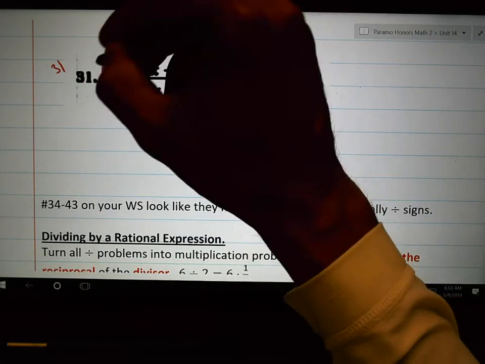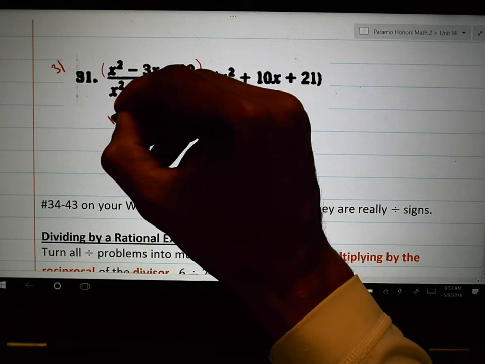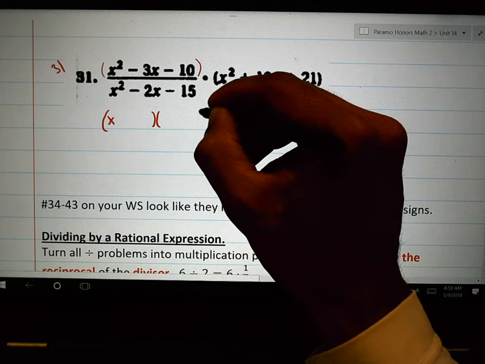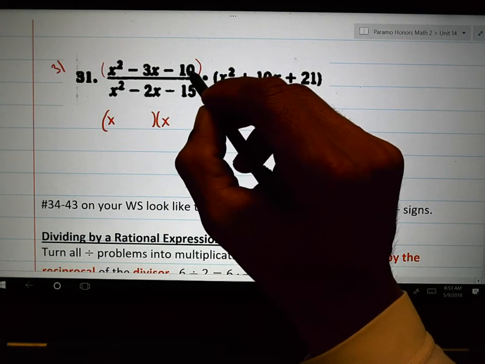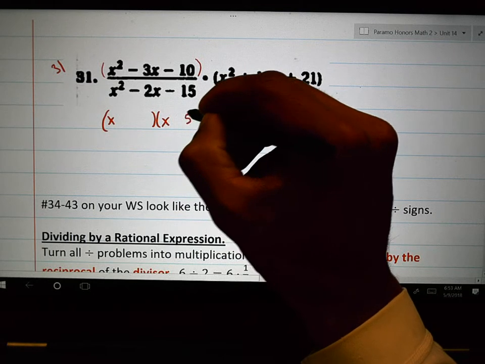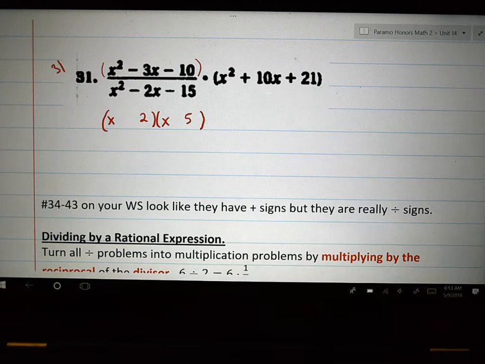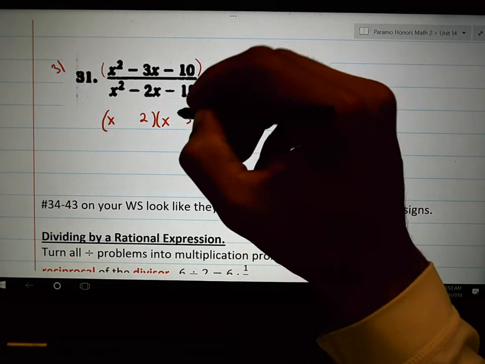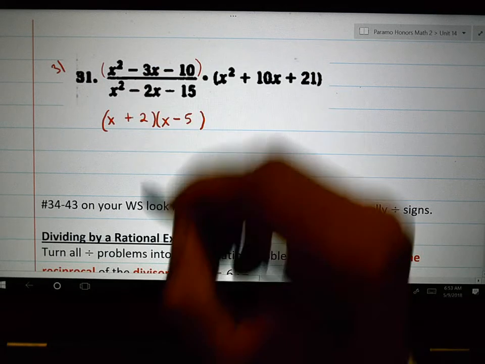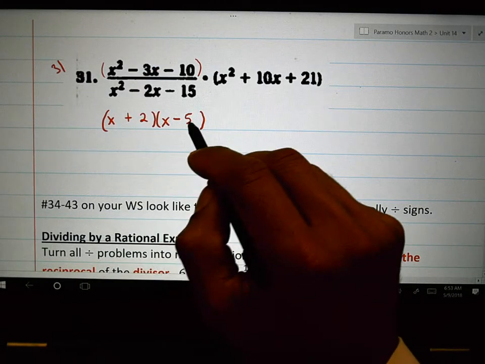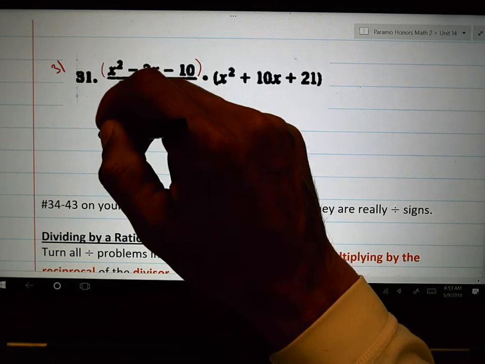So I'm going to take this top part, and I'm going to factor it. Something that multiplies to be 10, thinking 5 and 2, but adds to be negative 3, and it needs to be a negative 10, so I'm going to need a negative and a positive. That multiplies to be negative 10, that adds to be negative 3. I believe that works for that top half right there.